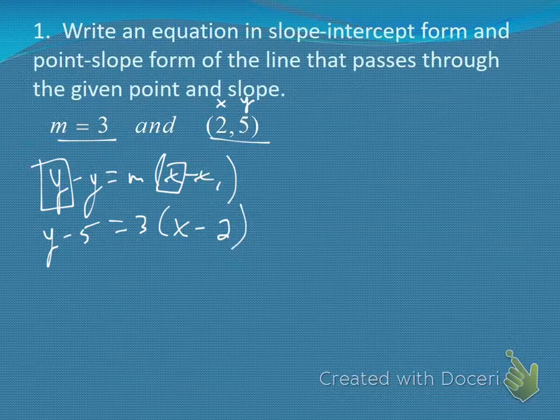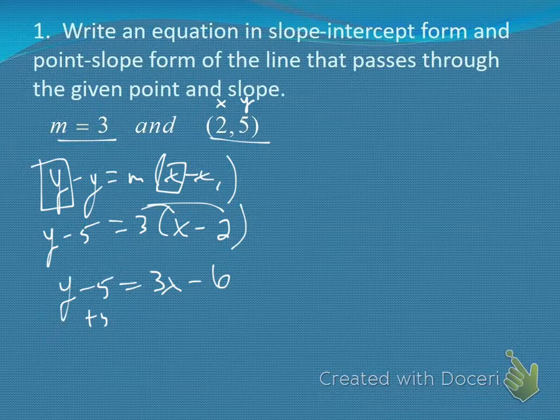Now, the directions also ask for slope-intercept form, so we're not done. We've got to change this around. Remember that slope-intercept form is getting y by itself: y equals mx plus b. So we've got to take this and work on getting y by itself. That means simplify down to where y is all by itself on one side. The first thing we always want to do when we have a number outside of parentheses is distribute it. So distribute that slope: 3 times x is 3x, and 3 times negative 2 is negative 6.